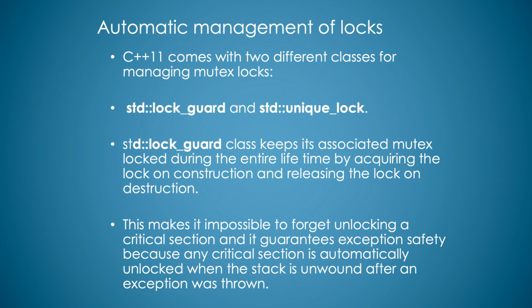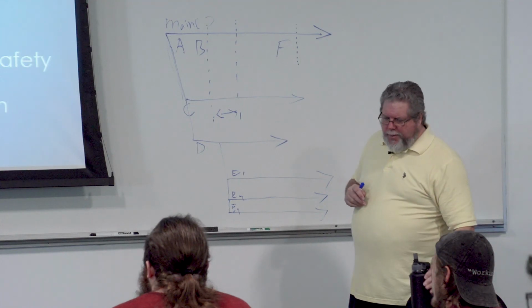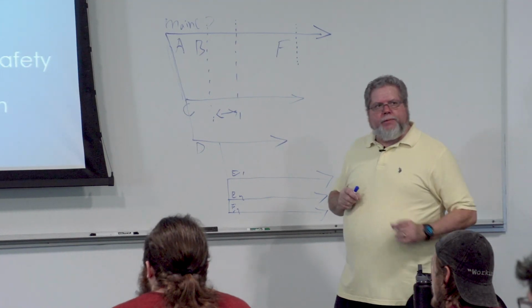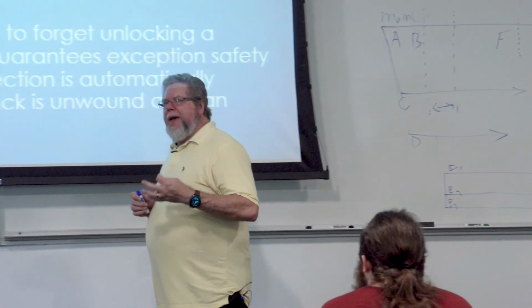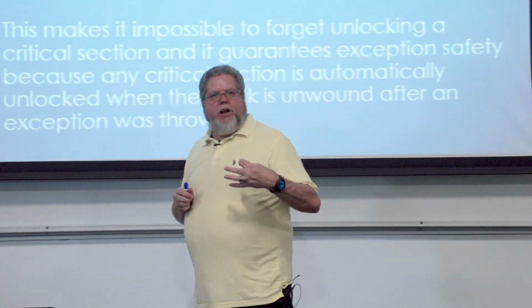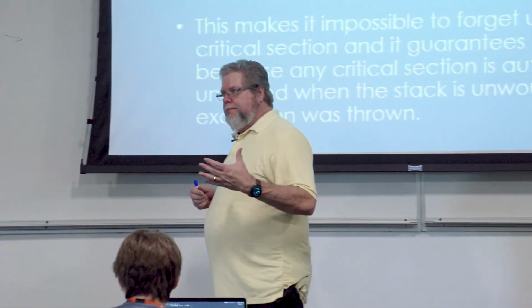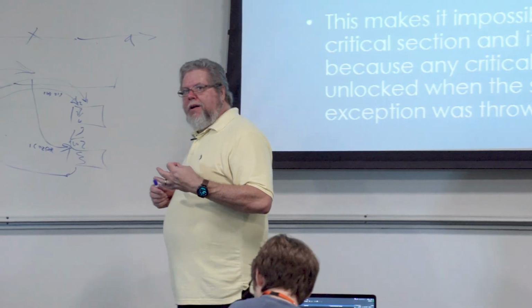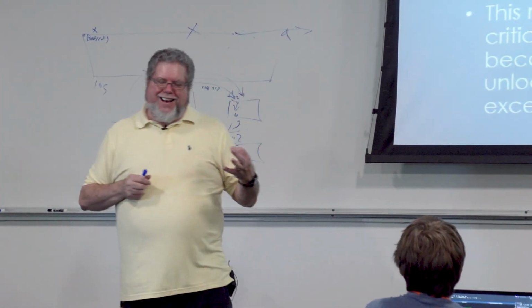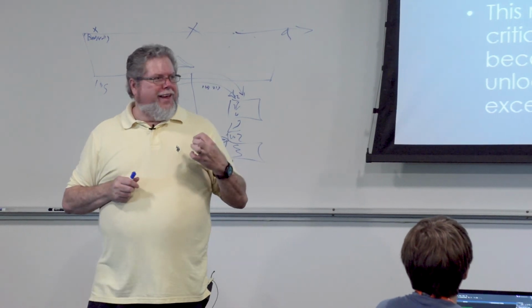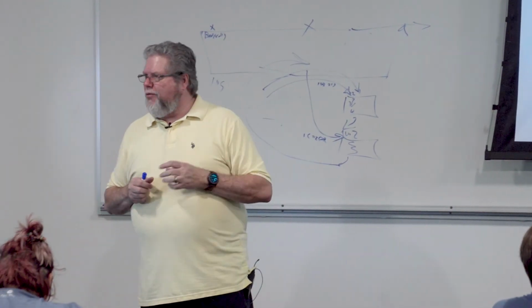Automatic locks. There are a number of different automatic locks. Again, these are building blocks. They can be put together in all kinds of different ways. The two that we're going to be concerned with are lock guard and unique lock. Now, lock guard is basically the automated version of lock. Unique lock, that's a special thing. I can do all kinds of unusual stuff with it.